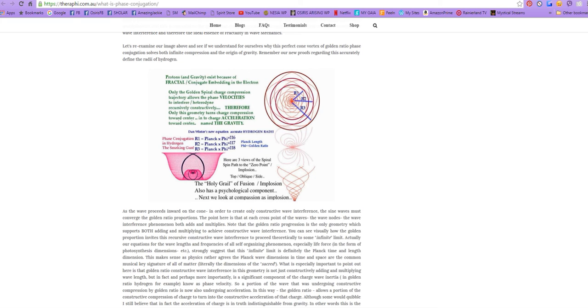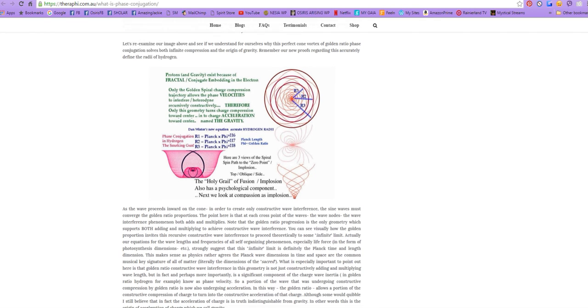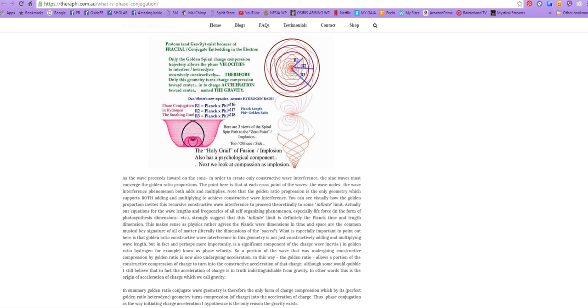What is especially important to point out here is that the golden ratio constructive wave interference in this geometry is not just constructively adding and multiplying wavelength, but in fact, and perhaps more importantly, is a significant component of the charge wave inertia in golden ratio hydrogen, for example, known as phase velocity. So a portion of the wave that was undergoing constructive compression by golden ratio is now undergoing acceleration. In this way, the golden ratio allows a portion of the constructive compression of charge to turn into the constructive acceleration of that charge. Although some would quibble, I still believe that, in fact, the acceleration of charge is in truth indistinguishable from gravity. In other words, this is the origin of acceleration of charge, which we call gravity.